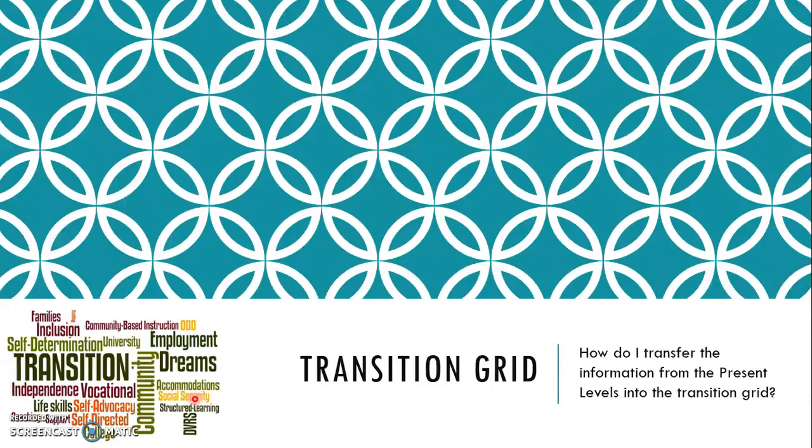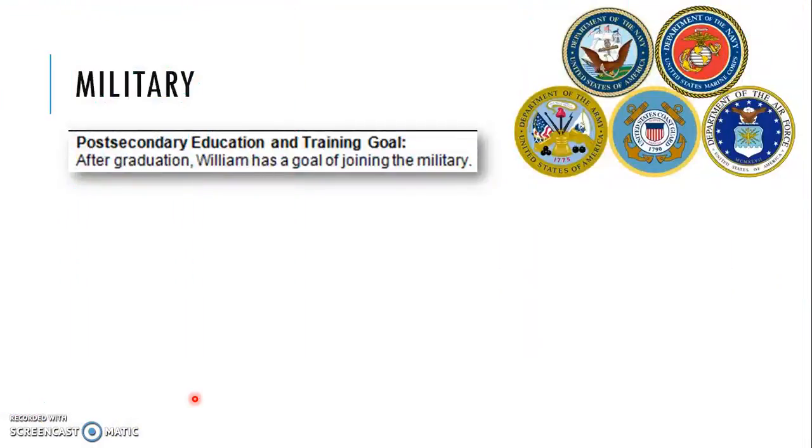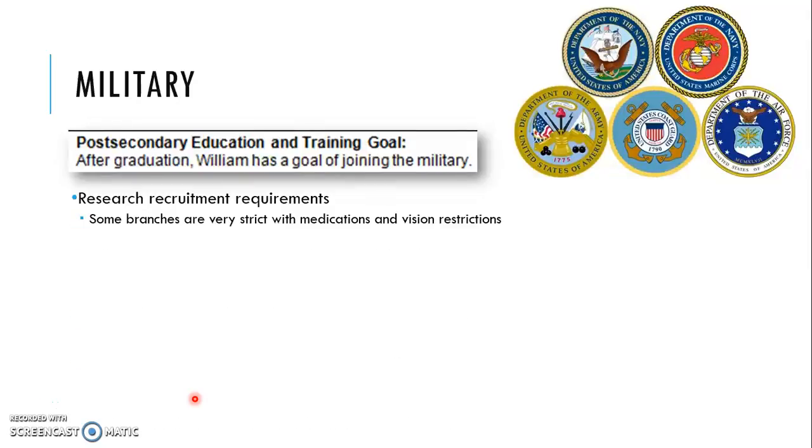So, transition grid. How do you transfer the information from the present levels that we just learned all about in Module 1 into the transition grid? So we're going to break it down by what their interest area might be. So here is a well-written military example. After graduation, William has a goal of joining the military. We can be more specific if we know which branch. And here are some activities that would be specific to that goal path.